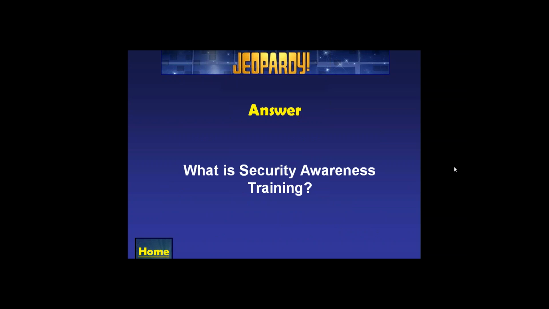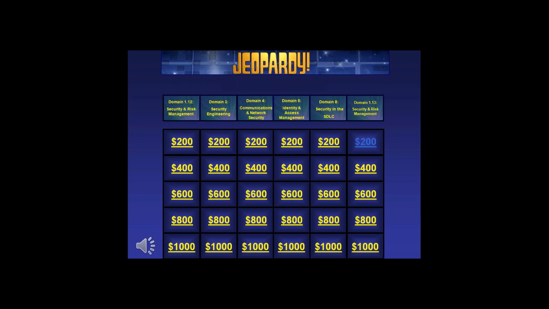All right, so again, the primary objective of security awareness training is to get the people in the environment aware of the security policies in the organization and make sure they understand the importance of security. That's the main purpose of security awareness training. All right, Malachi, go ahead and unmute your microphone and make your selection.